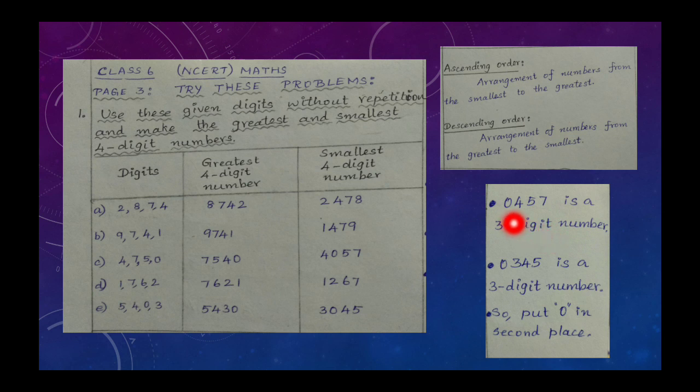So what can we do? Put 0 in second place. Then which number should be taken in the first place? The next big number to 0, which is 4 here, will take the first place. So 4057 is the smallest 4-digit number. Similarly, we get 3045, problem 1E. Okay. 1D. While arranging 1762 in ascending order, we get 1, 2, 6 and then 7. So 1267 is the smallest 4-digit number.